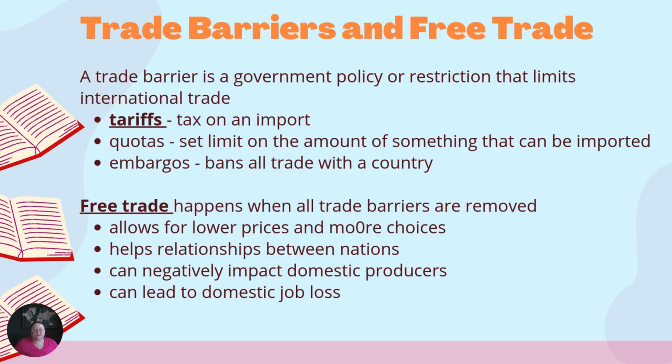Trade barriers and free trade. A trade barrier is a government policy or restriction that limits international trade. One of our vocab terms is tariffs. Tariffs are a tax on an import. Two other trade barriers are quotas and embargoes. A quota is a set limit on the amount of something that can be imported, and embargoes ban all trade with a country. Free trade happens when all trade barriers are removed. This allows for lower prices and more choices. It helps relationships between nations, but it can negatively impact domestic producers and can lead to a loss in domestic jobs.